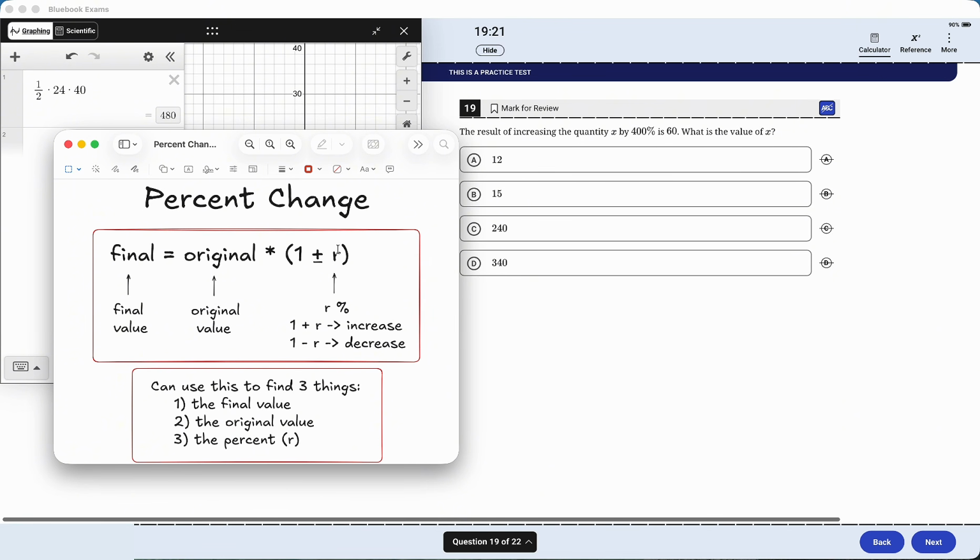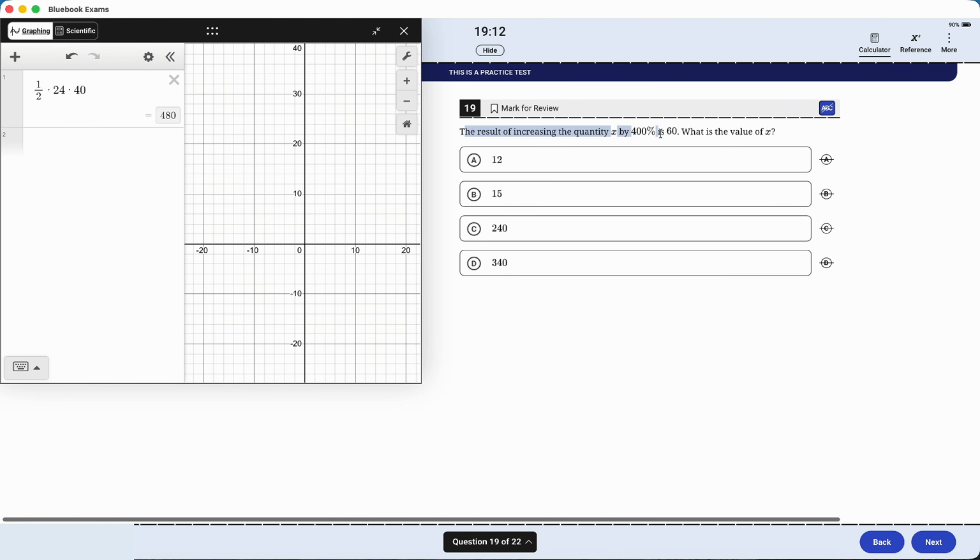If you have percent increase or decrease, which we do here, you have to make sure you multiply by 1 plus or minus r. So yeah, this does kind of relate to this. You should be able to just translate this into an equation and get Desmos to give you the answer.